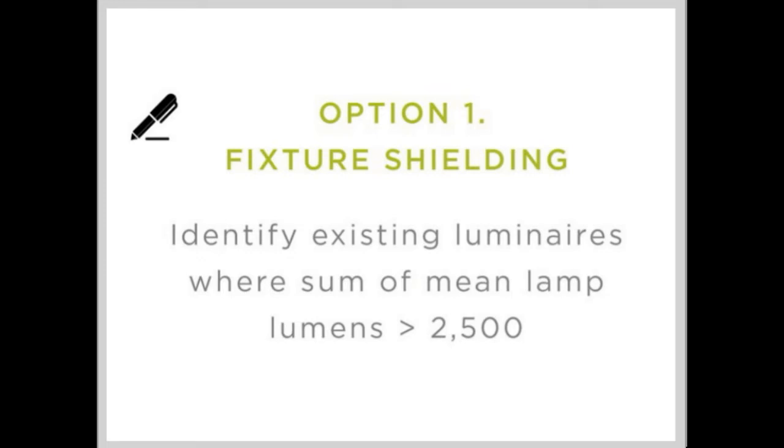Option 1 is to shield all exterior fixtures where the sum of the mean lamp lumens for that fixture exceeds 2,500, such that the installed fixtures do not directly emit any light at a vertical angle more than 90 degrees from straight down. The first step to implement Option 1 is to identify all luminaires on the project site that use lamps whose sum for mean lamp lumens exceeds 2,500. All such luminaires must comply with the credit requirements.